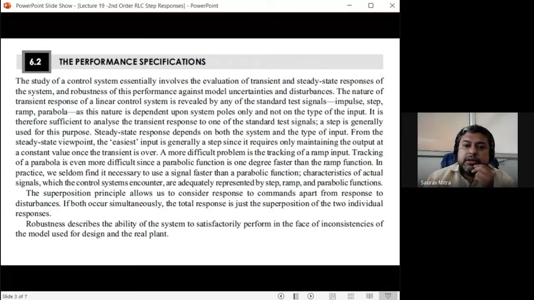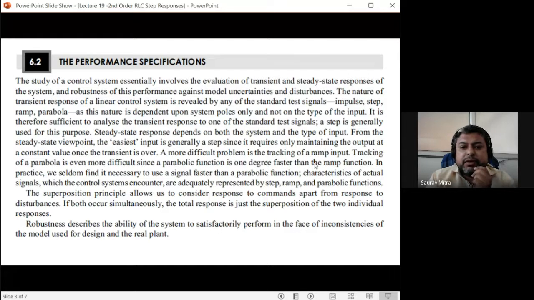That's why the step response for a second order system is very important to know the fastness of the system. What is the rise time of the system, what is the peak time, what is the delay time, we will show everything. So a step is generally used for this purpose, just to know the transient response and steady state response of the system. From the steady state point of view, the easiest input is generally the step input. It requires only maintaining the output at a constant value.